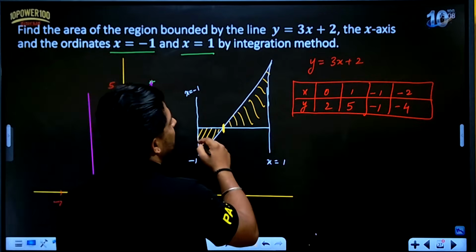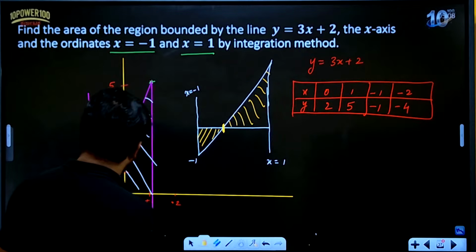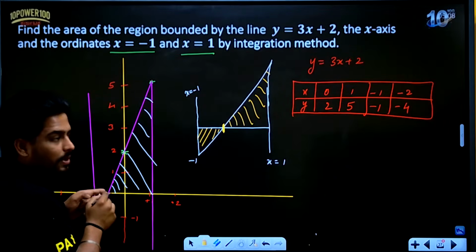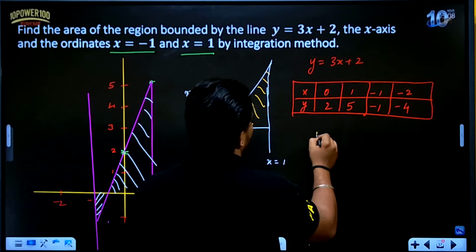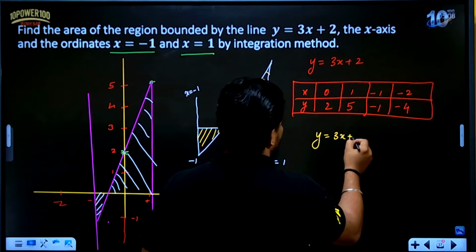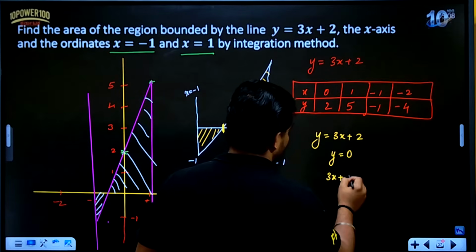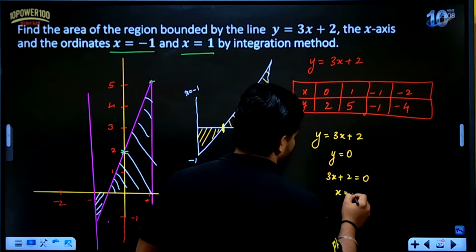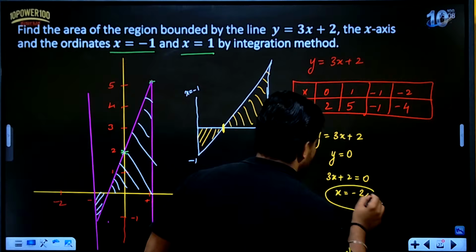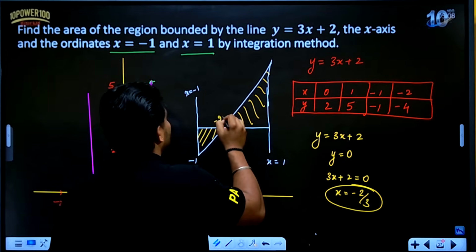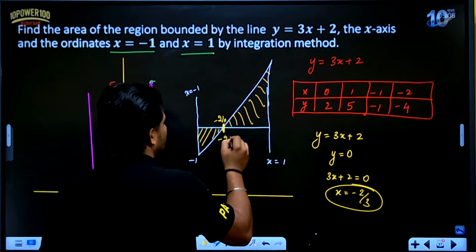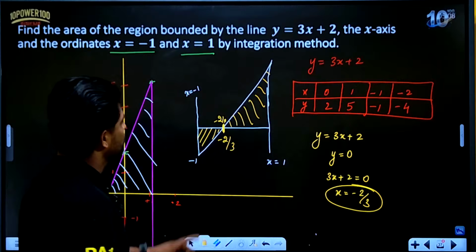So now if I take, this is actually the x-axis, and the y value is 0. So now if I put y is equal to 3x plus 2, and take y is equal to 0, we get 3x plus 2 is equal to 0, x is equal to -2 by 3. So this value is actually -2 by 3. Okay? So this value we got.